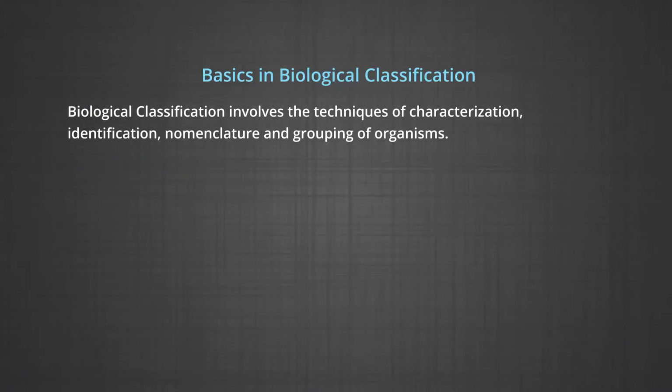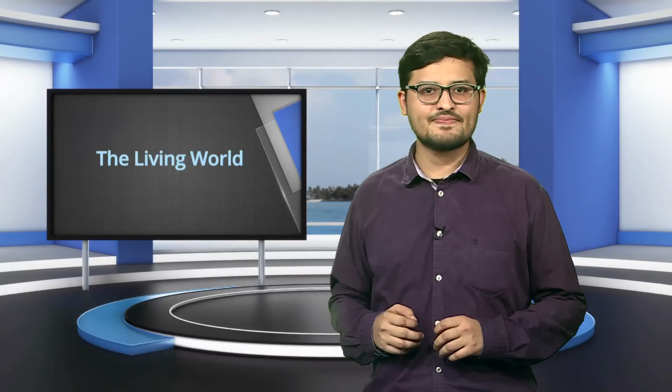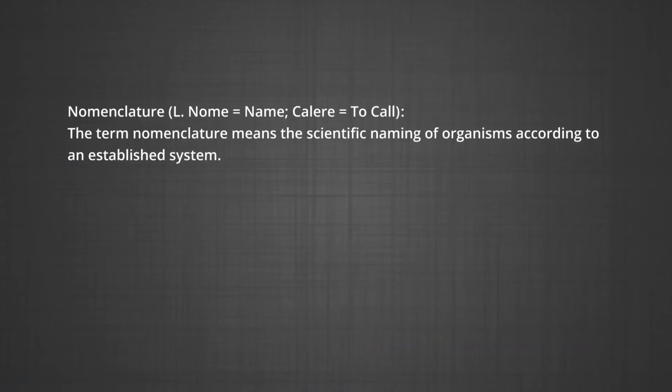Basics in biological classification. Biological classification involves the techniques of categorizing, identification, nomenclature, and grouping of organisms. First and foremost, it is important to categorize and name the organism. Nomenclature. The term nomenclature means the scientific naming of organisms. According to an established system, the naming of plants on a scientific basis is called botanical or plant nomenclature. In earlier days, common or vernacular names were in use, which generally change with change of language.